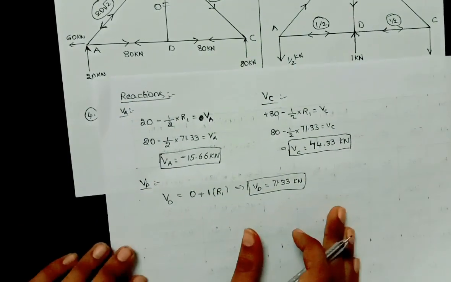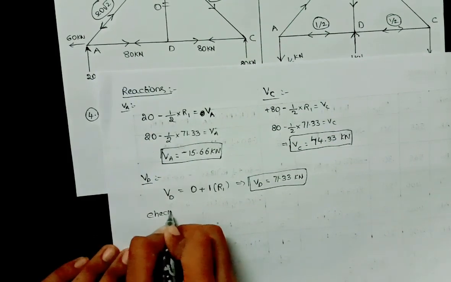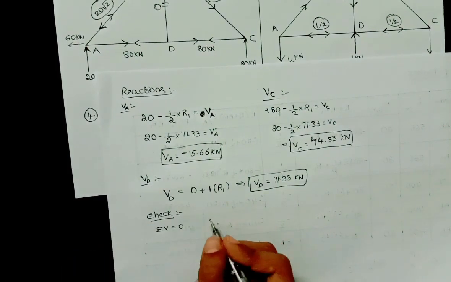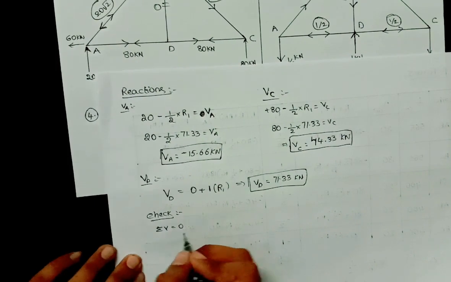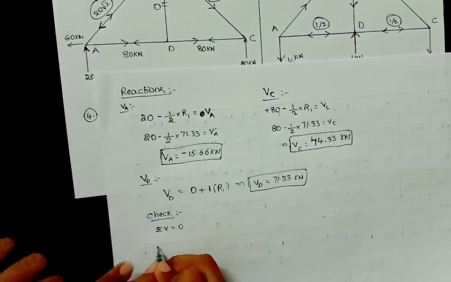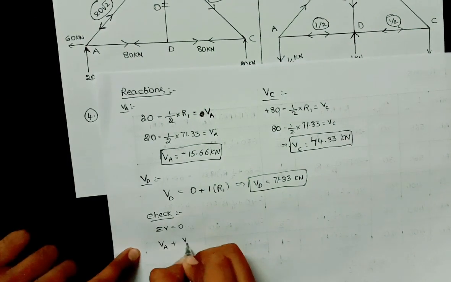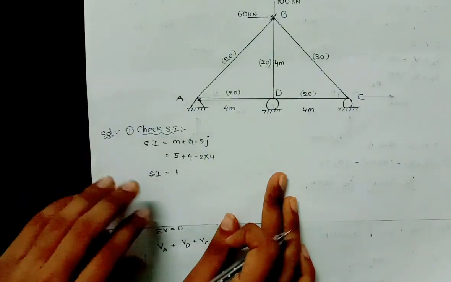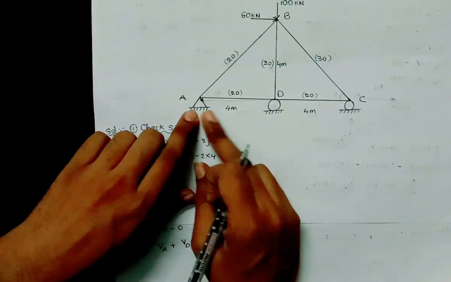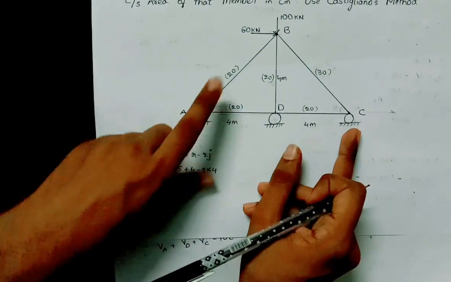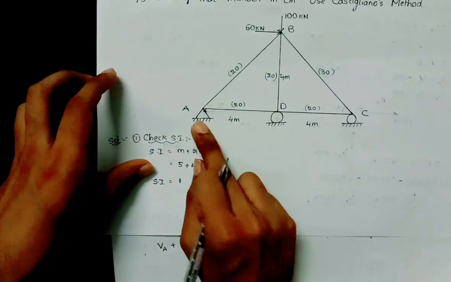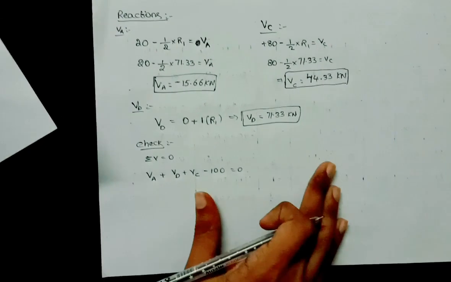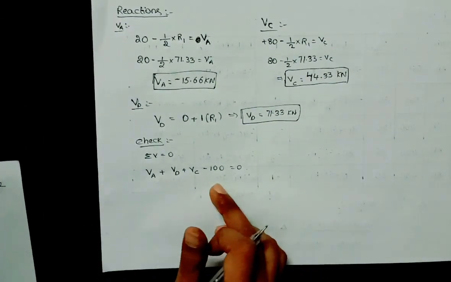After calculation of these values, now we will apply a small check. The check is that sigma V equal to 0. That means the algebraic sum of all the vertical forces should be equal to 0. What are the vertical forces here? VA plus VD plus VC minus 100 equal to 0. In the given question, VA is upward, VD is upward, VC is upward and 100 kilonewton is downward. That is the equation for sigma V equal to 0.